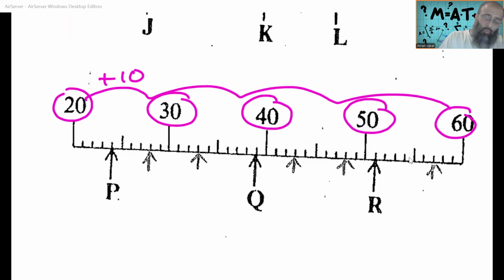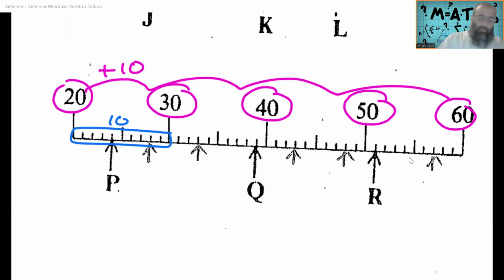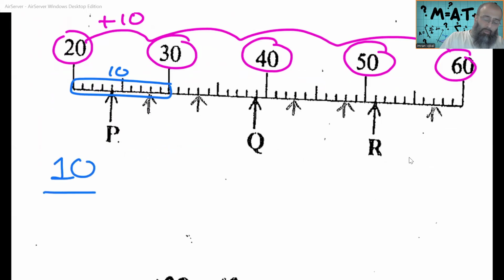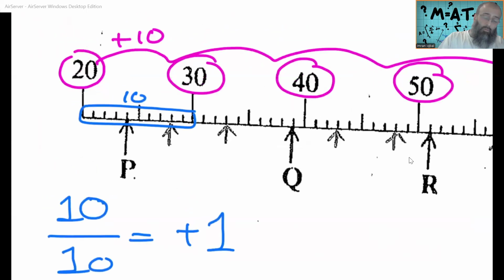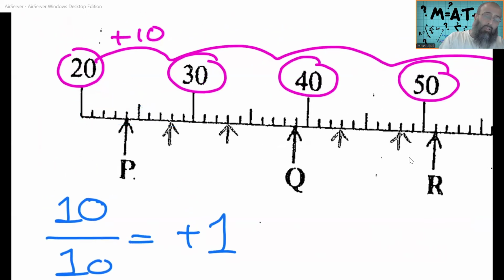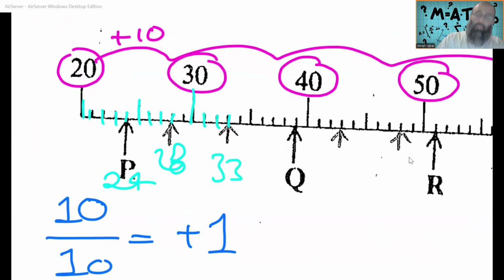Now, again, the big intervals have been divided into 10 little sections. So we've got 10 at the top divided by 10 little sections. That means each little section represents 1. So we'll be counting in ones. Right, let's start counting in ones now. 20, 21, 22, 23, 24, 25, 26, 27, 28. Okay, this one is 30, 31, 32, 33.